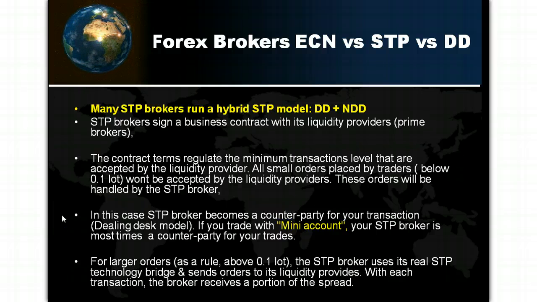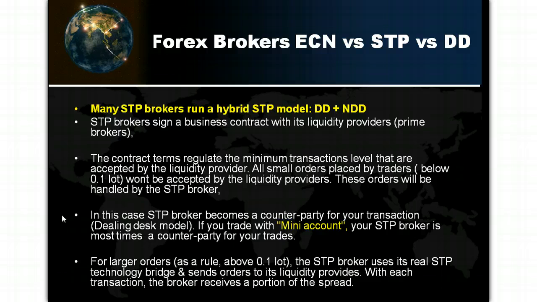STP brokers can also run a hybrid STP model where they provide dealing desks plus no dealing desks. The way it works is they sign a business contract with their liquidity providers, prime brokers. The contract terms regulate minimum transaction amounts that will be accepted by the liquidity providers. So small orders, i.e. below 0.1 of a lot. One lot is $100,000. 0.1 would be $10,000.